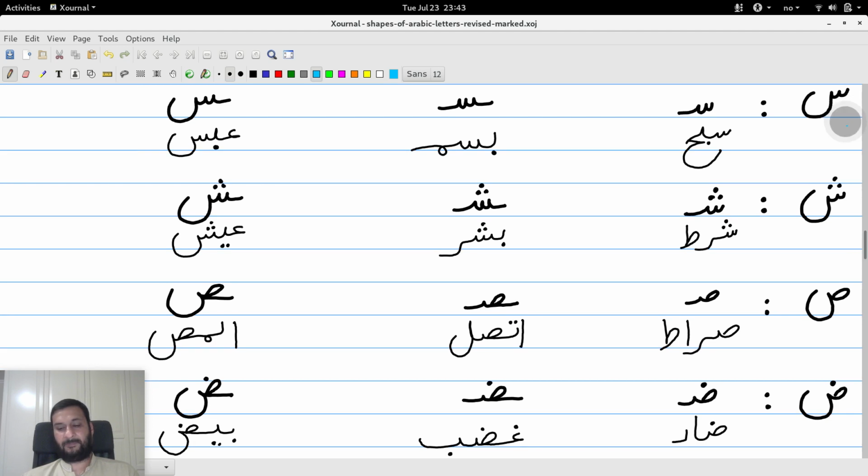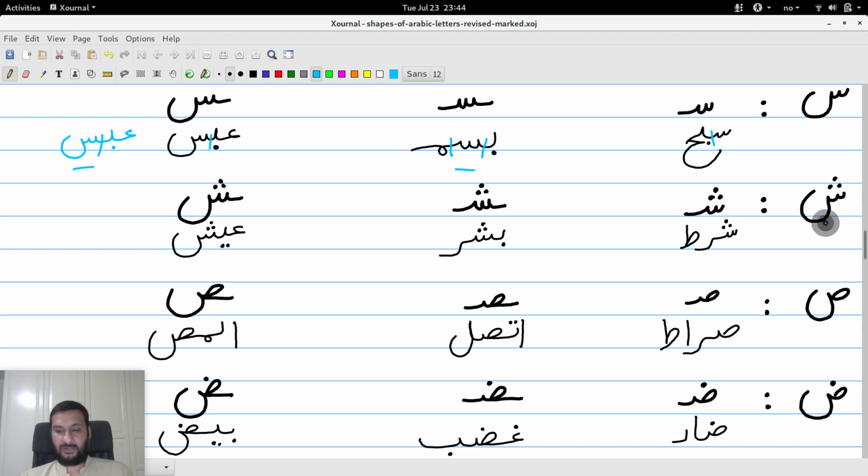Then comes seen. Seen looks like this in the beginning of the word. Here is seen. And if I cut it here, so this is seen, ba, ha, sabbih. Seen, ba, ha. If seen is in the middle, it looks like this. So here is seen, ba, seen, mim. And we have ayn. Sorry, if the seen appears at the end of the word, it looks like this. And I'm going to cut it off here, like so. So this is ayn, ba, seen. I can write it in a bit extended, stretched fashion. So here is your seen, right here.